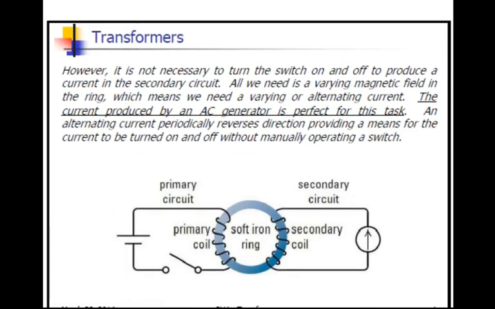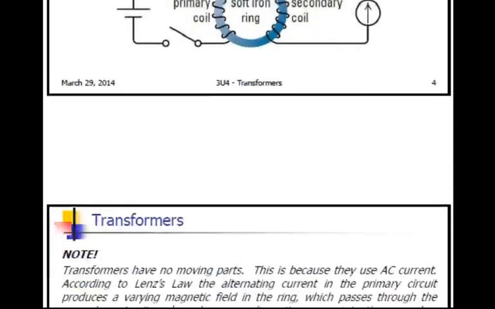So it's not necessary to turn the switch on and off to produce a current in the secondary circuit. All we need is a varying magnetic field in the ring, which means we need a varying or alternating current. So if we use alternating current, we will have an alternating magnetic field. So this will always be on. If we have it as DC, then it only happens when we're magnetizing or demagnetizing that soft iron ring.